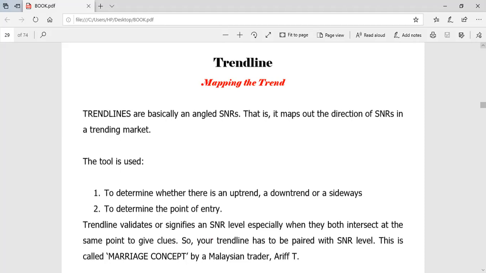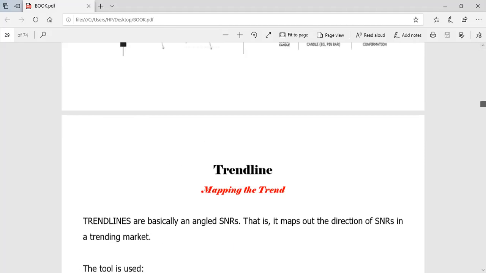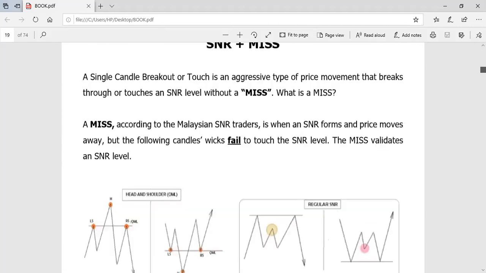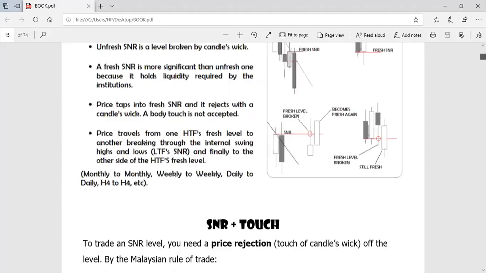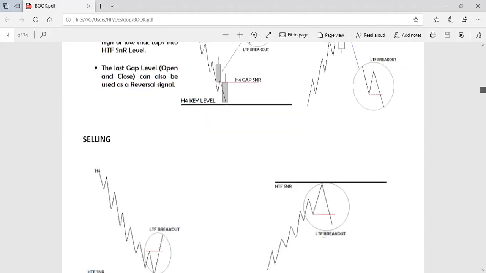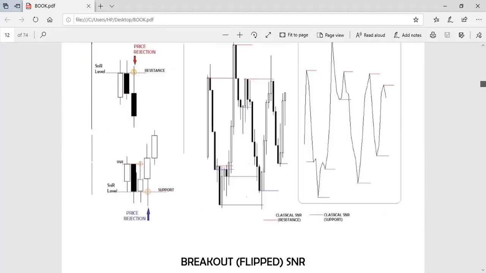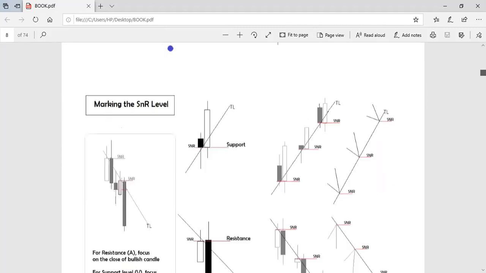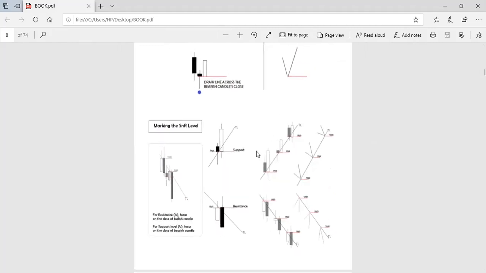In a trendy market, if, for example, you see here, you go up, up, up, up. This is it. You can see here, this is a trend line, right? The normal basic trend line.